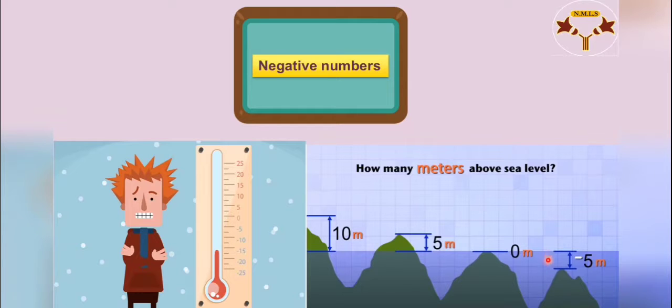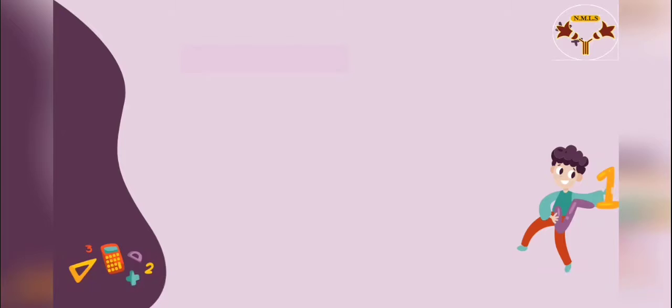And what about the last one? The last one here is below the sea level. So we can use negative numbers, and we can say that its height is negative 5 meters compared to the sea level.